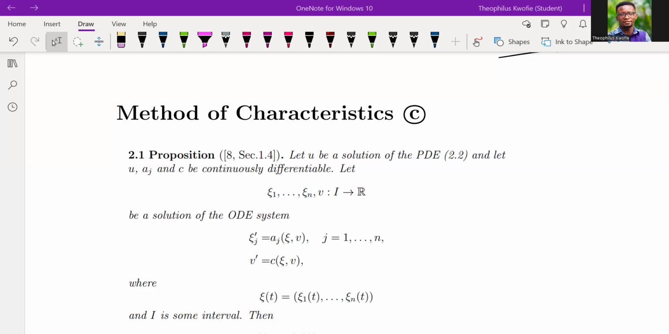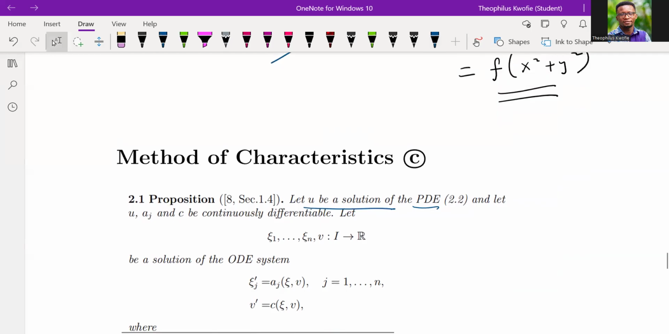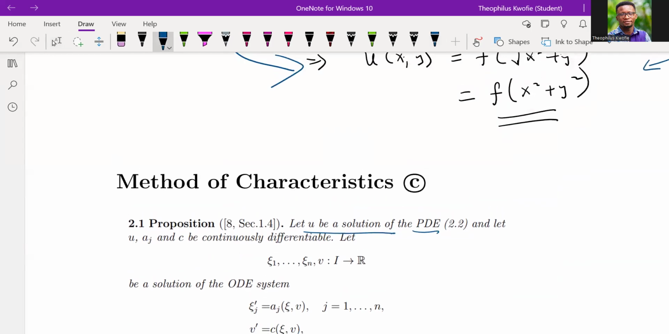All right, let's get started. Now, suppose U is a solution to the PDE, and the PDE we are talking about, as we mentioned last time, was the general form of the PDE that we're looking at.